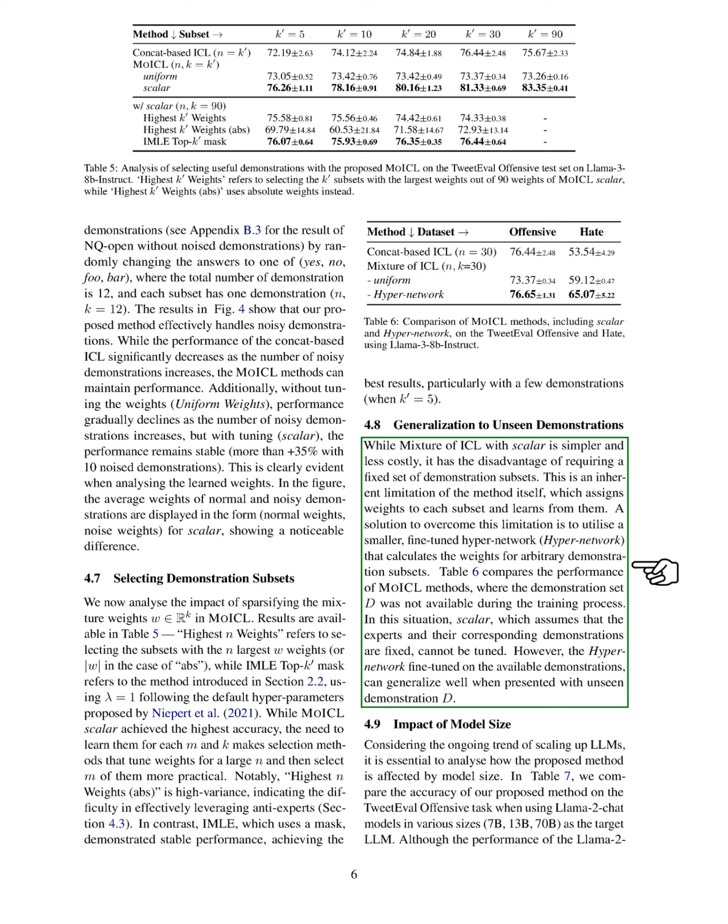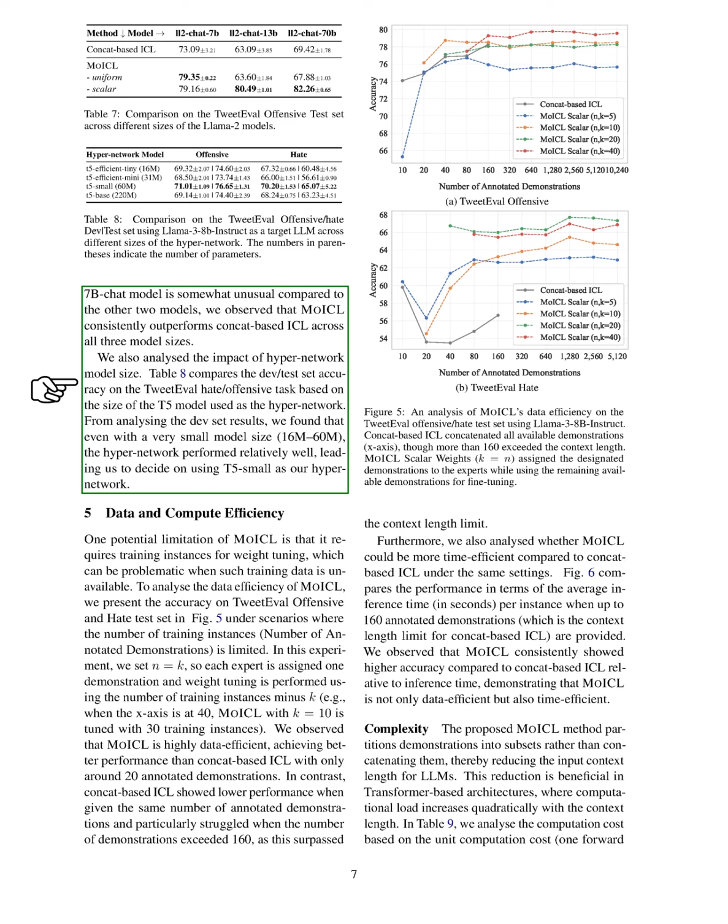Considering the trend of increasing model sizes, we examine how our method performs with different sizes of Llama 2 chat models. We find that MOICL consistently outperforms concat-based ICL across all sizes. We also look at the size of the hypernetwork and find that even a small model performs well, leading us to choose T5 small as our hypernetwork.